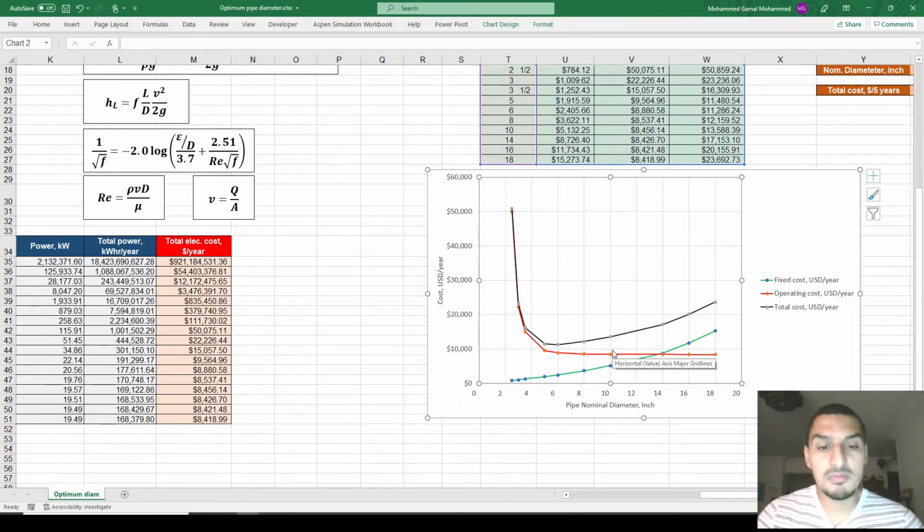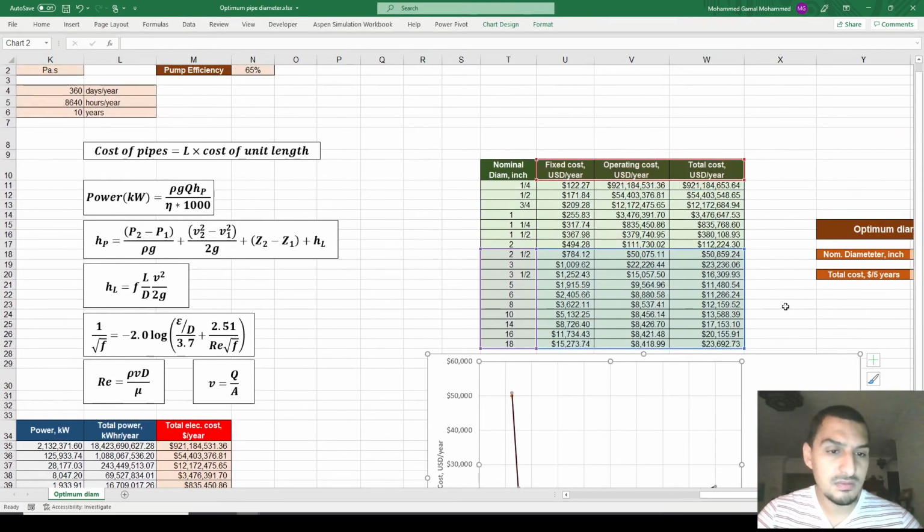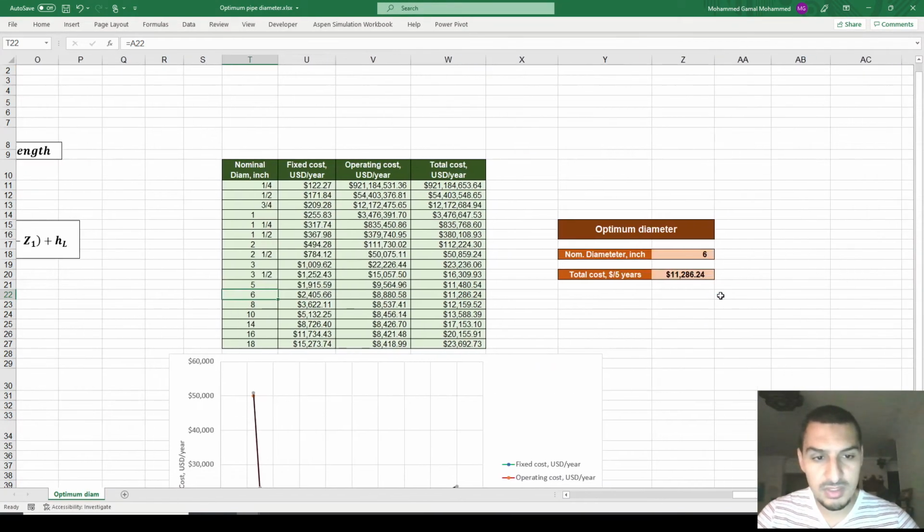So this is what we need to get at the end, and finally we need to find out what is the minimum or the optimum diameter, the minimum cost. So it seems to me it's one of these 2 points, but I don't know exactly which. So we can find it here by manually looking here, and it seems that it's 11,000 and something. So it's the 6-inch nominal diameter.